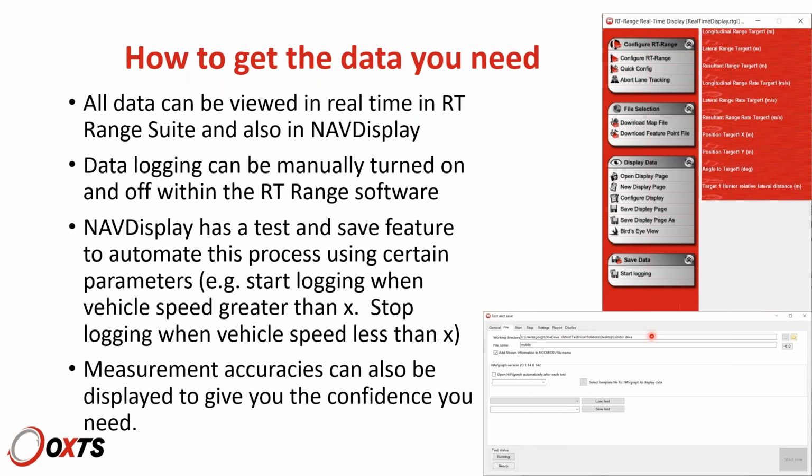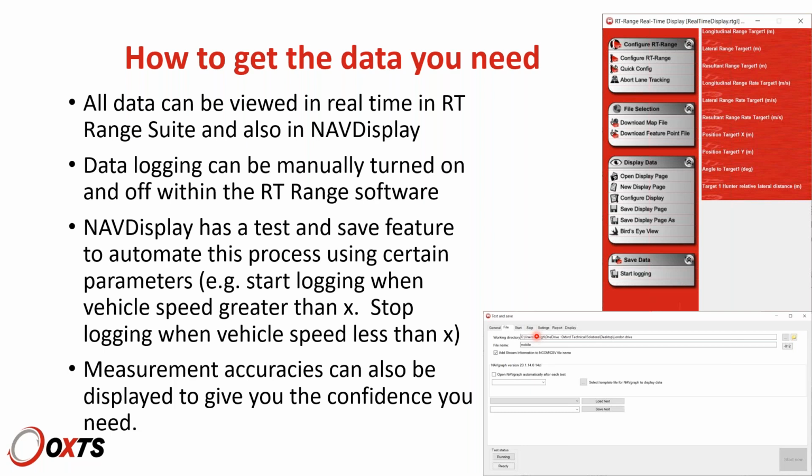You choose where to save the file, and in the start and stop tabs, you can configure certain parameters that will start and stop the logging of the data. So for example, if you're testing at 60 kilometers an hour, you can say start logging when the vehicle speed exceeds 55 kilometers an hour as a rising edge, and stop logging when the vehicle speed hits, say, 10 kilometers an hour on a falling edge.